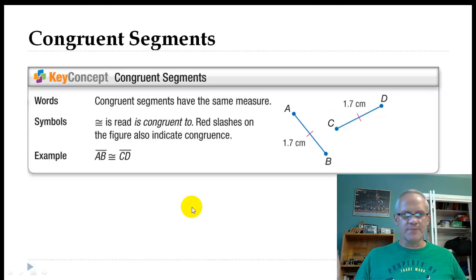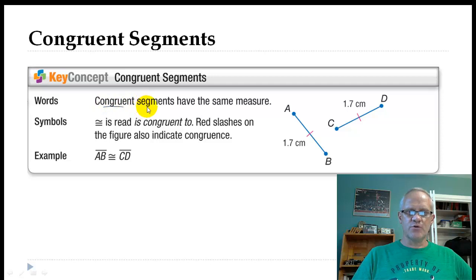All right, last thing. Almost done. Last thing that we're going to talk about in this section is congruent segments. The main thing here is to know that the word congruent basically just means things have the same measurement. So in this little example over here to the side, line segment AB is 1.7 centimeters, line segment CD is 1.7 centimeters. If they have the same length, they're congruent. The symbol we write for congruent is the equal sign with the little squiggly line on top, which means congruent to.